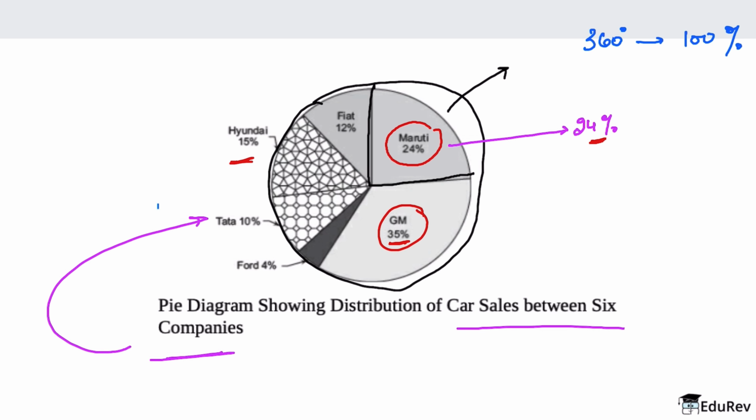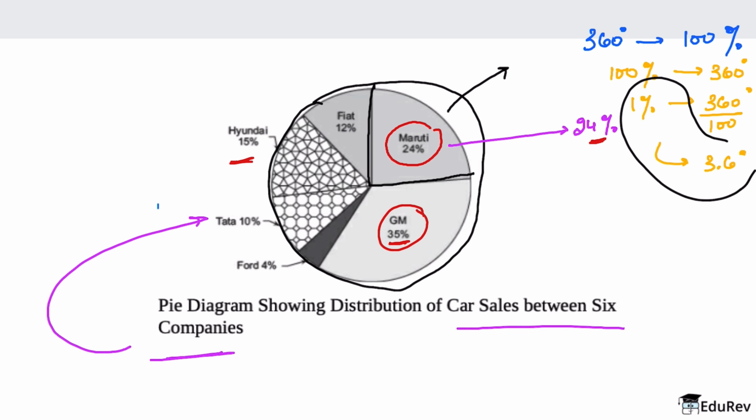Or I can also write it like this, let me change the color. 100% of a variable I have and it is represented by 360 degrees. Then 1% of that variable is going to be represented by 360 upon 100 degrees, which is nothing but 3.6 degrees. Now, unitary method, people, you need to understand the unitary method which I applied here. For 1%, I need 3.6 degrees. This means if I have 24%, then it's going to be 3.6 into 24 degrees. So this is how many degrees or how much angle Maruti is going to take.